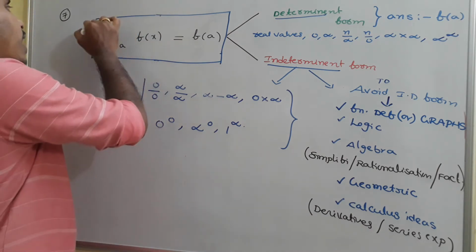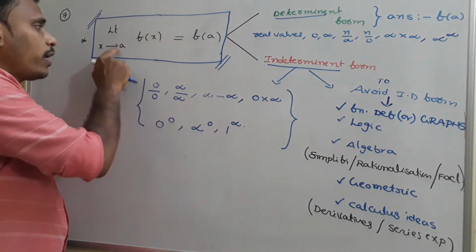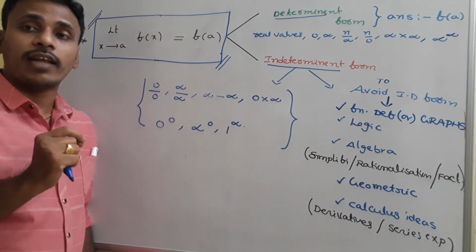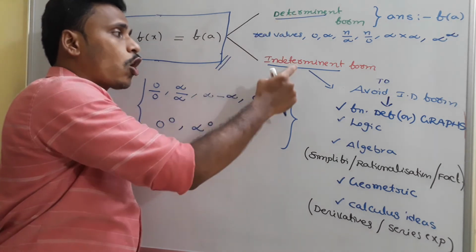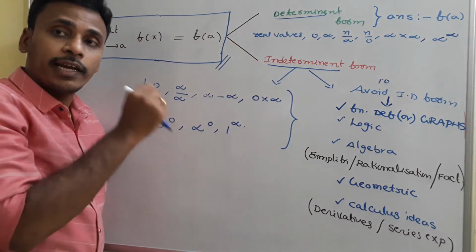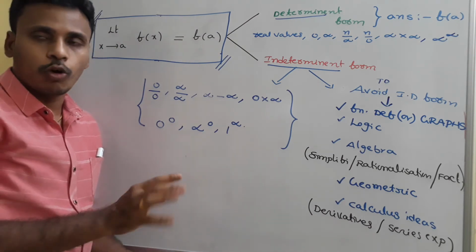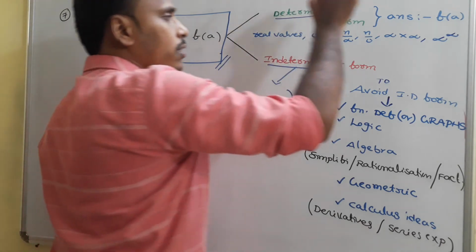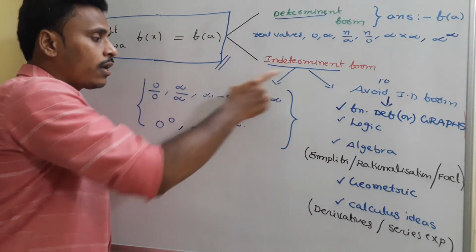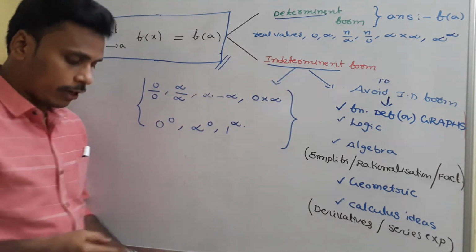Once again, at the end I will tell you. See, first of all, we have limit x tends to a of f of x. Just replace x with a, you will get f of a, and you just observe that f of a, whether it is determinate or indeterminate. If that value is determinate, in the sense it may be a real value, it may be 0, it may be infinity, anything, no problem. If it is determinate, your answer is directly that f of a. If that f of a value is indeterminate, that means any one of these things, then we need to avoid that indeterminate form.